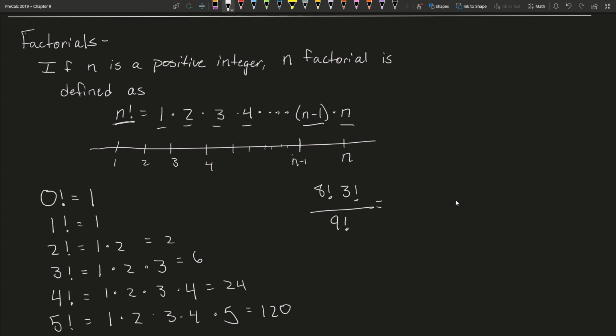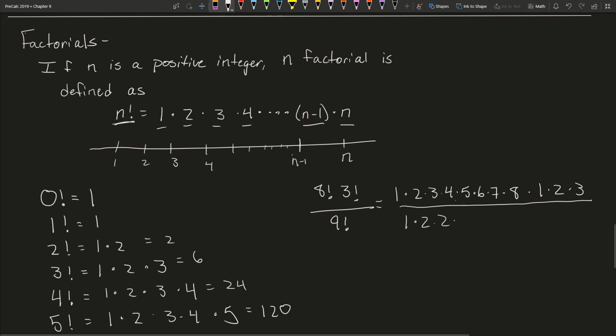So 8 factorial we can rewrite as 1 times 2 all the way up to 8. 3 factorial is 1 times 2 times 3. And then 9 factorial is 1 times 2 times 3 all the way up until 9.